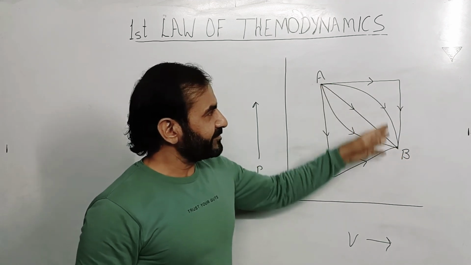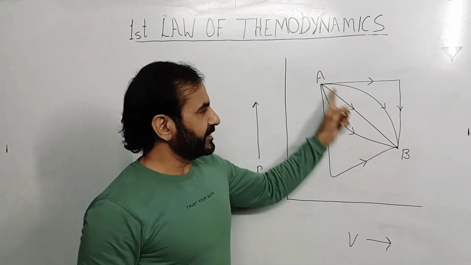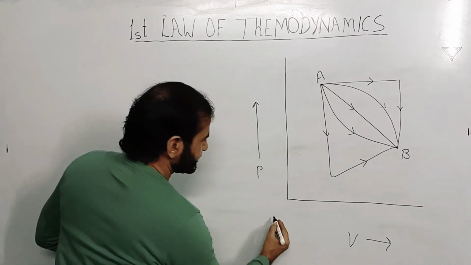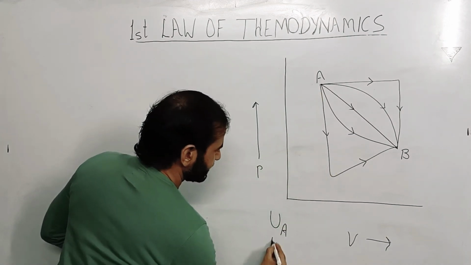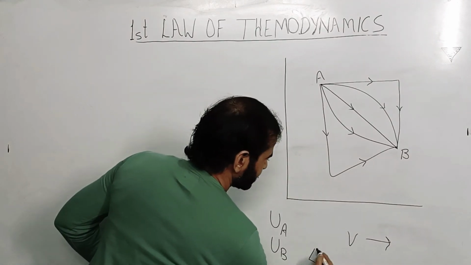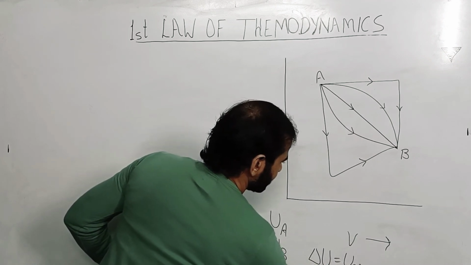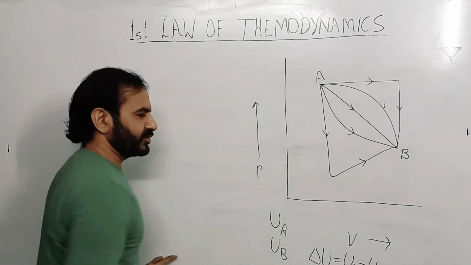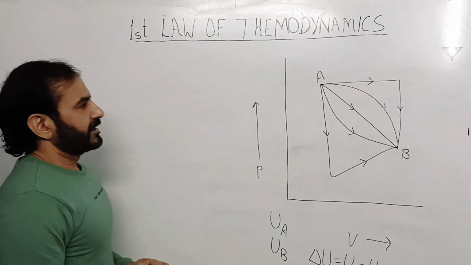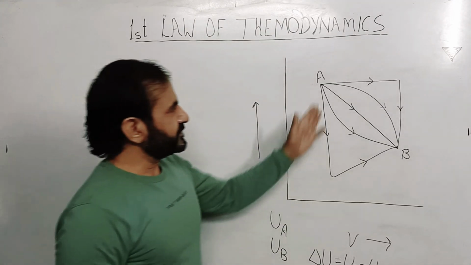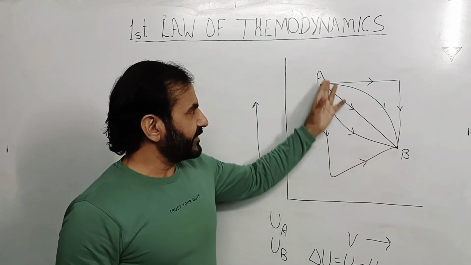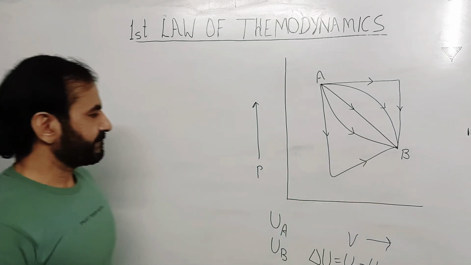It may go via any path, but change in internal energy will be the same, because in state A, internal energy is UA, and in state B, internal energy is UB. What will be the change? Delta U will be UB minus UA or UA minus UB, depending upon the heat given or taken out. Here we have taken that volume is increasing in this example. That's why work is done by the system. Hence we have to supply heat to the system. Okay.